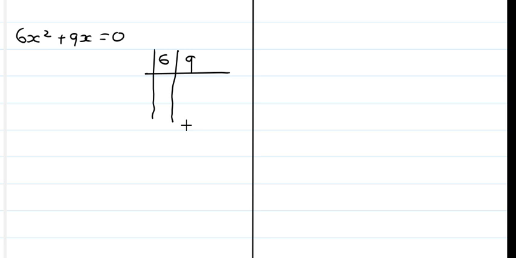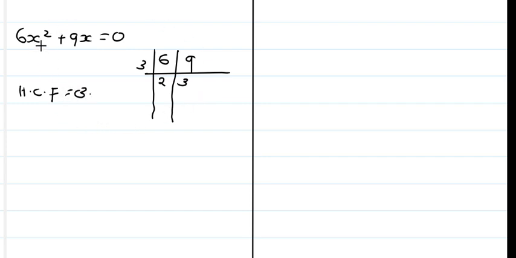Both 6 and 9 can be divided by 3. So I divide by 3, here I get 2, and here I get 3. Then I also ask myself, is there another number that I can divide 2 and 3 by without a remainder? There is none. So the highest common factor of 6 and 9 is 3. The HCF of the numerals is 3.